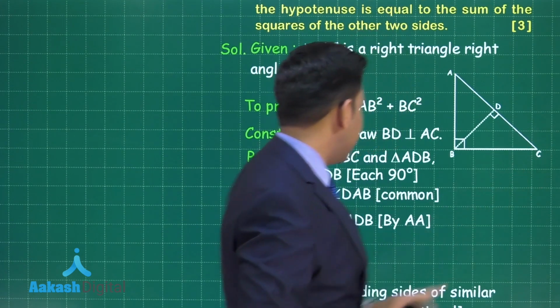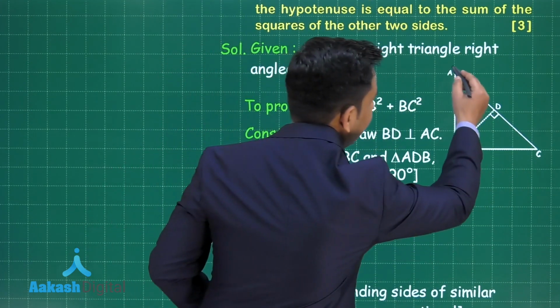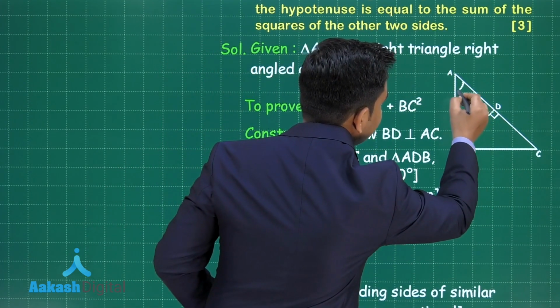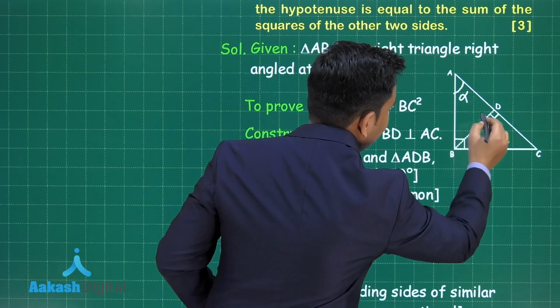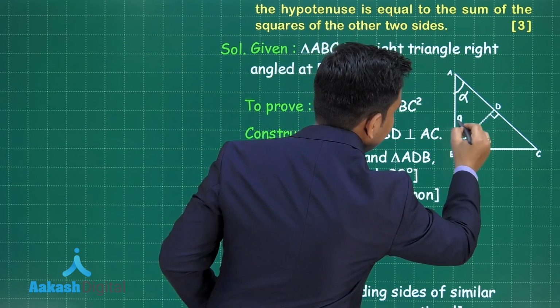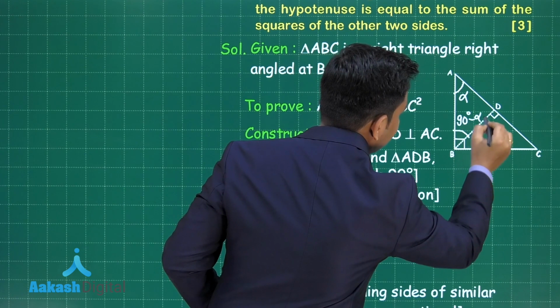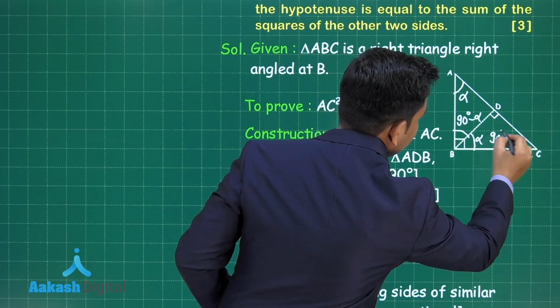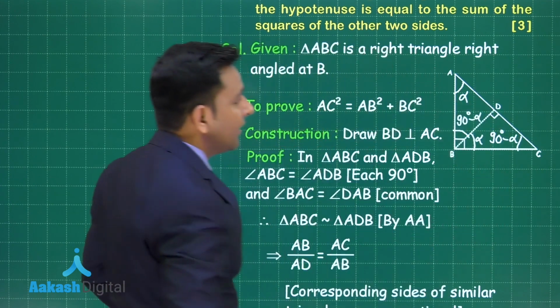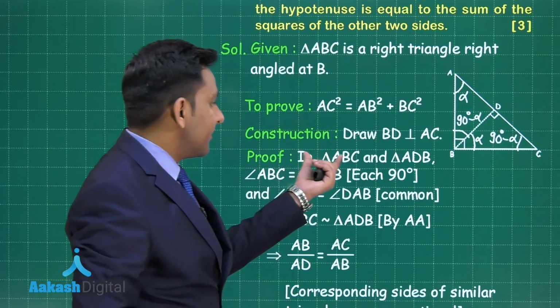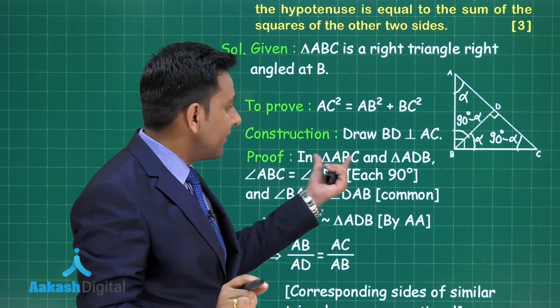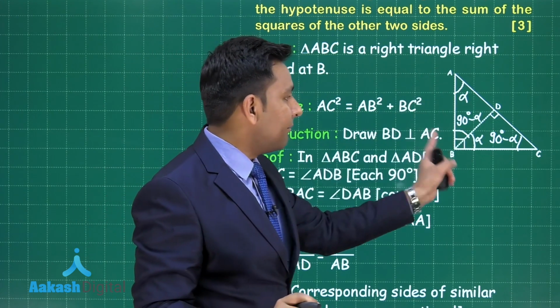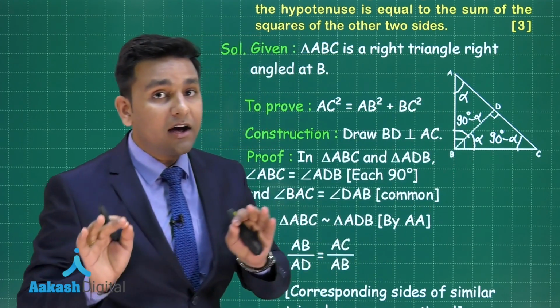In triangle ABC and ABD, if I consider this angle as alpha, so what about this angle? This would be 90 degrees minus alpha. This one is alpha and this one is 90 degrees minus alpha. So first we have considered the complete triangle ABC and triangle ADB. These two triangles are similar.